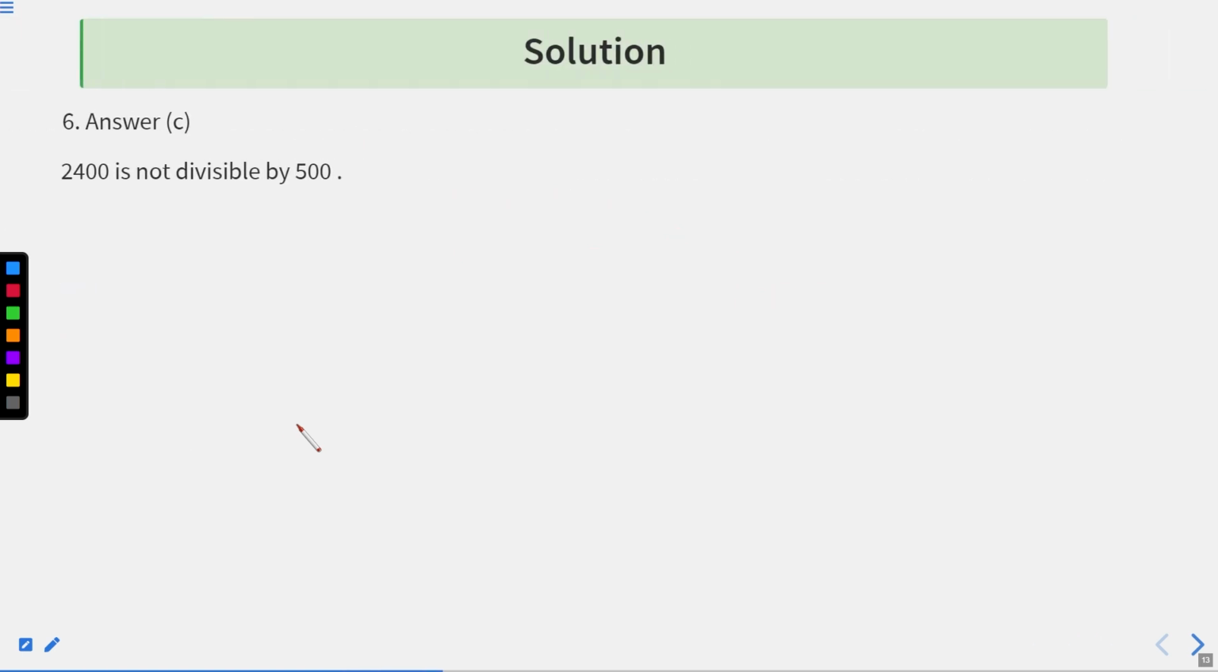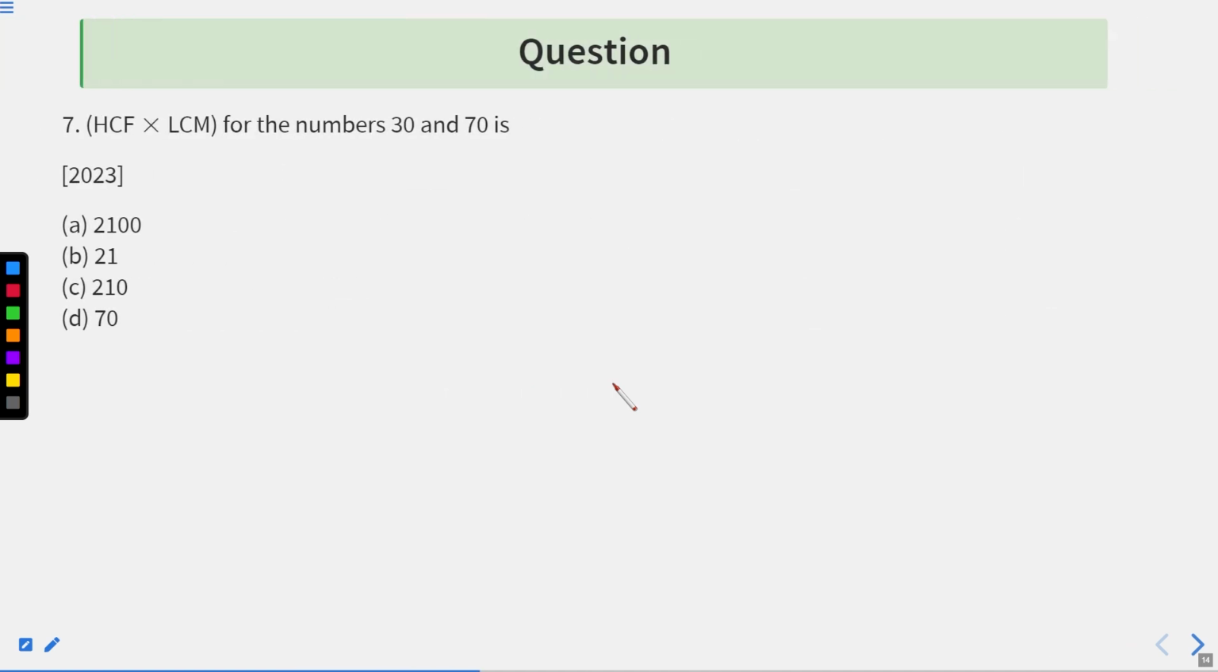Okay, so here basically we use this concept: the HCF of two numbers must divide the LCM of the two numbers. But here 2400 is not divisible by 500. So the answer, option C, is the correct option. Okay, so now let us move to the next one.